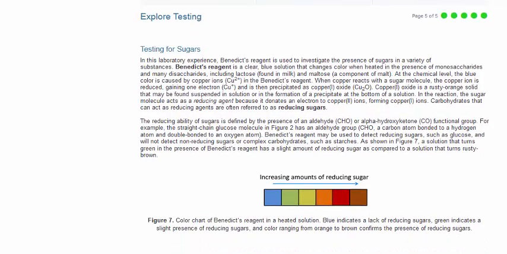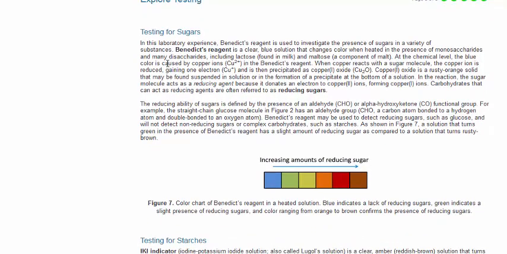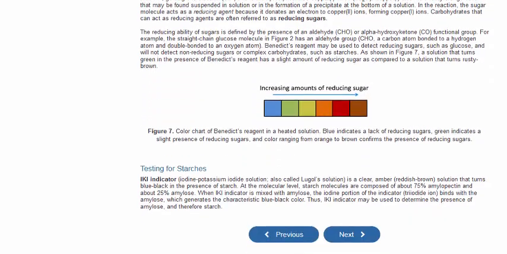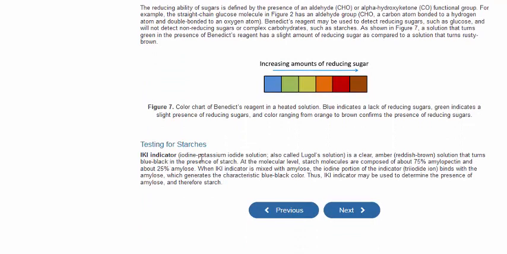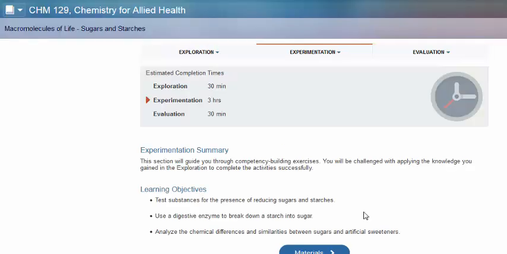So when we get to the experimentation part, you will be testing for reducing sugars using Benedict's reagent, and you'll also test for starches using an IKI indicator, which is iodine potassium iodide. The Benedict's reagent will turn brick red if there are reducing sugars in solution, and there's actually a continuum of color based on the percentage of reducing sugars in the solution that you're testing. And then for starches, this indicator will turn black in the presence of amylose, which is always present in starch.